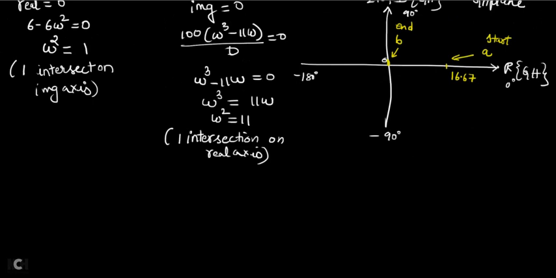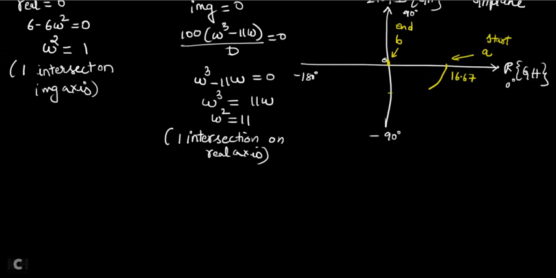So starting from A, I have to come clockwise, which means coming down. While coming, is there any intersection point on the j omega imaginary axis? Yes, there is one intersection point. One intersection should happen here. Mark one intersection point here.